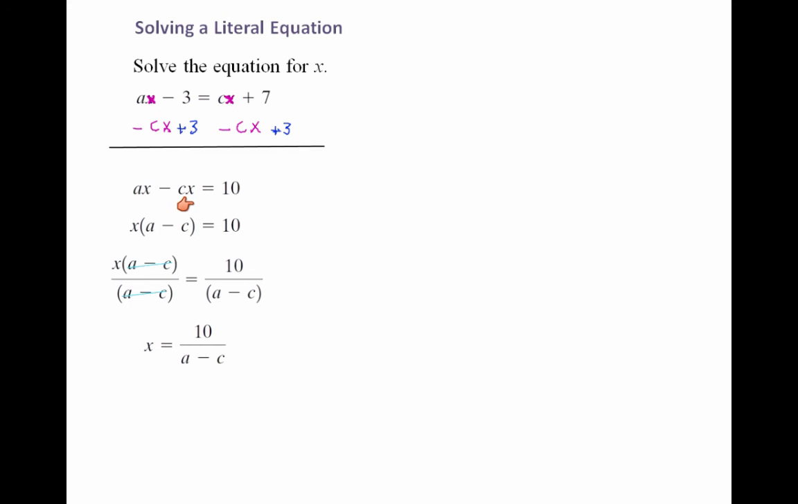Now to solve for x, you need to factor the x out. What times x gives me the first term is a. What times x gives me the second term is c. So it will be x times a minus c is equal to 10. Now to solve for x, my coefficient will be this parentheses here. If I divide both sides by a minus c, this is how you solve for x in terms of the other variables. x will be equal to 10 over a minus c.